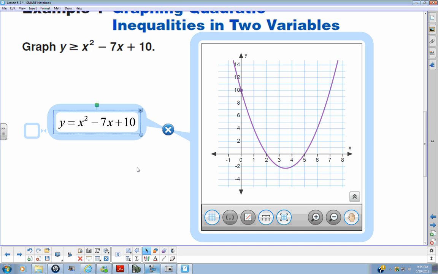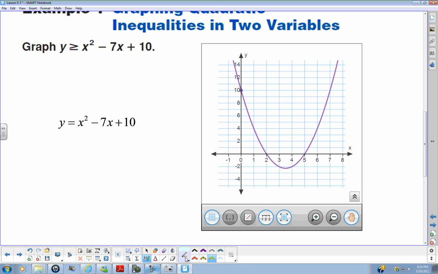If you remember, whenever we use a point to test to see whether something was true or not, we use the point 0, 0. So we're going to test to see if it's a true statement or not for the origin. So I'm going to go ahead and put 0 in here for y and see if this is a true statement. And so let's see. I have 0 on the left side, and 0 squared is 0. 7 times 0 is 0, so we have 10 on the right. So is 0 greater than or equal to 10? And that is a false statement.